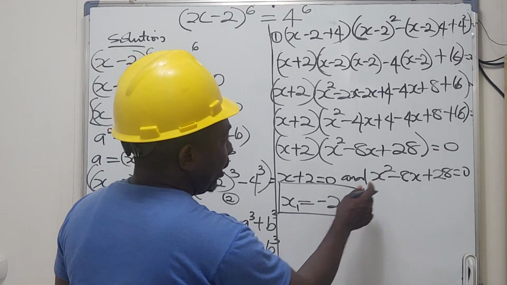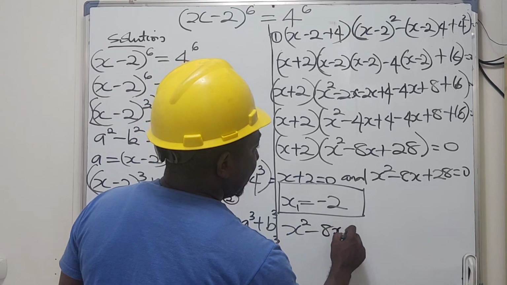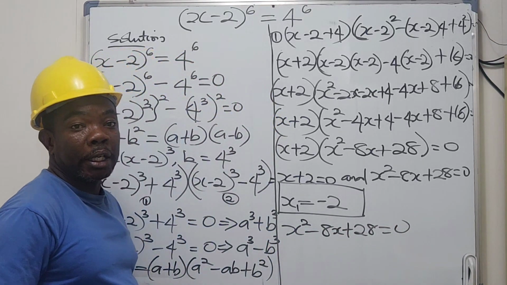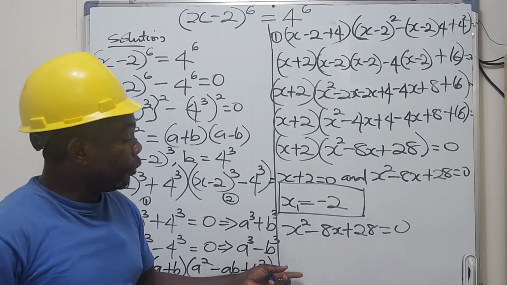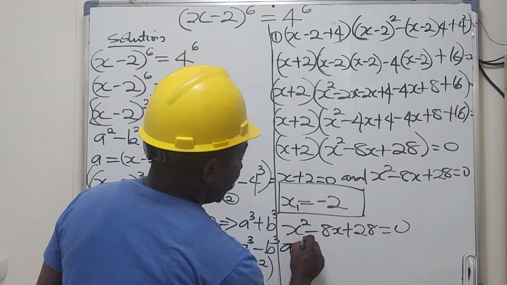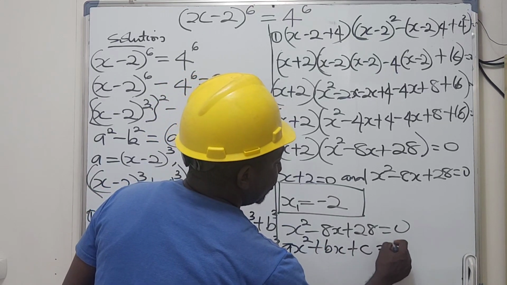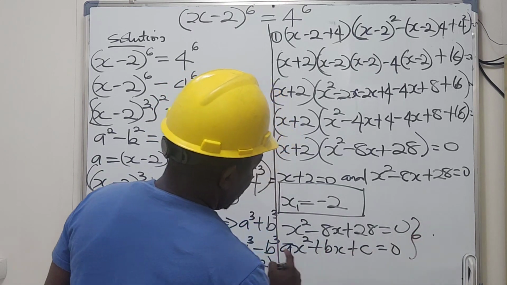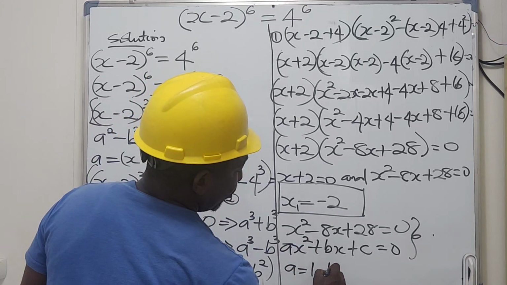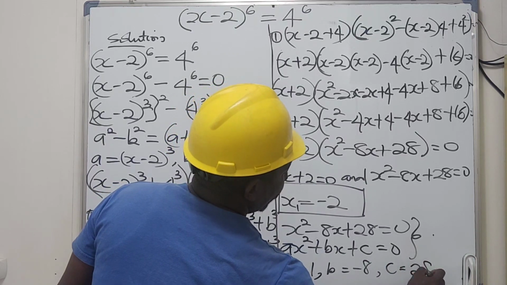And the second value of x, which is the second parenthesis, x to the power of 2 minus 8x plus 28 equals to 0. And this is a quadratic equation. So what we are going to do is compare it with the standard quadratic form, which is ax to the power of 2 plus bx plus c equals 0. Comparing these two equations, we have the value of a here as 1, and also b equals to minus 8, and also c equals to 28.